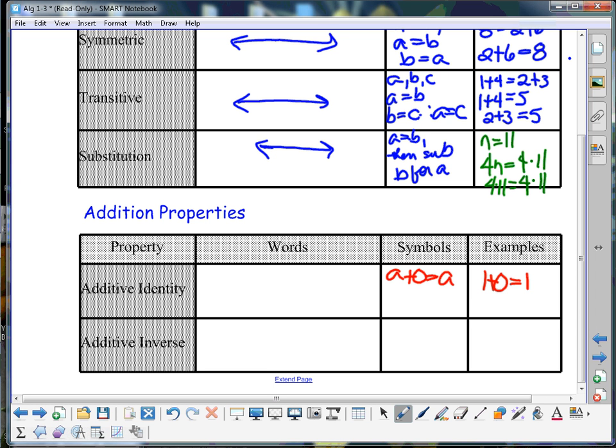Additive inverse property says that a number and its opposite are additive inverses of each other if they equal 0. So A plus negative A equals 0, right? 1 plus negative 1 equals 0. That's what an additive inverse property is.